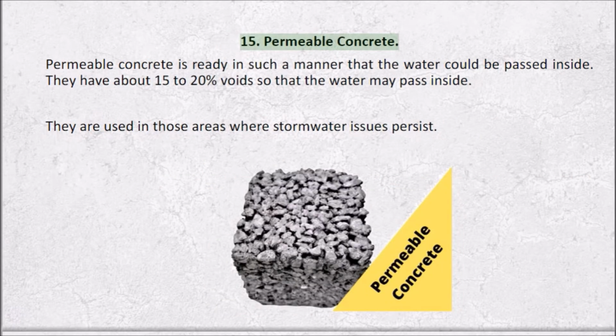15. Permeable concrete. Permeable concrete is prepared in such a manner that the water could pass inside. They have about 15 to 20% voids so that the water may pass inside. They are used in those areas where storm water issues persist.